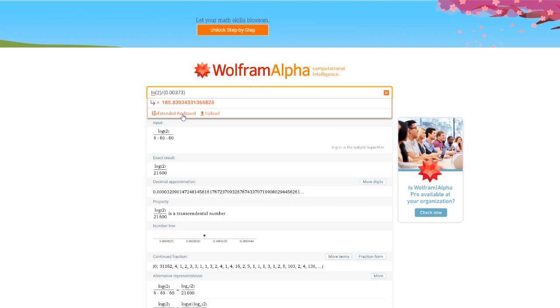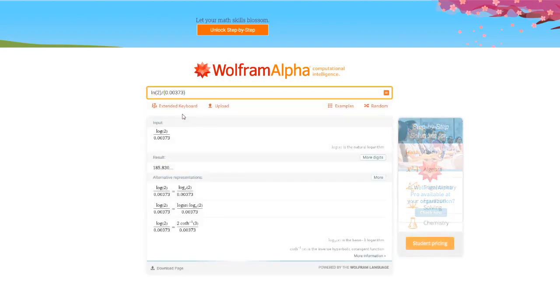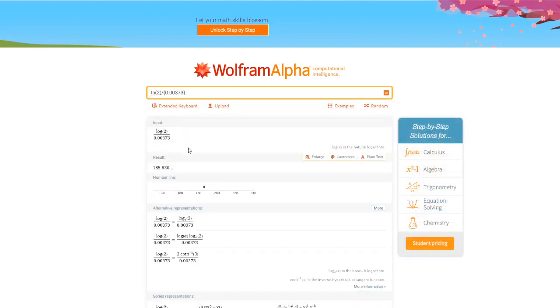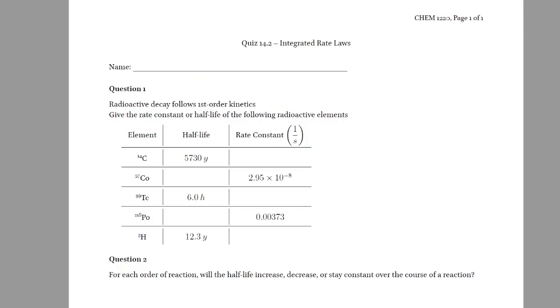0.00373. Looks like we have a half-life of only 186 seconds. So polonium is going to decay very rapidly indeed. And then our last one is tritium. So tritium is an isotope of hydrogen, and it's radioactive on the order of 12.3 years.